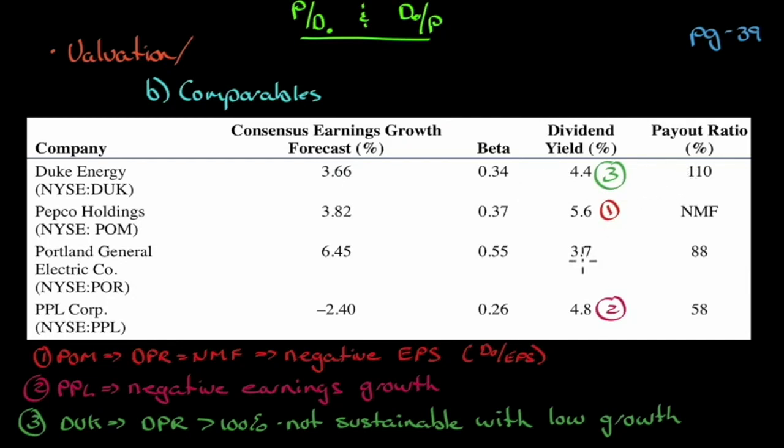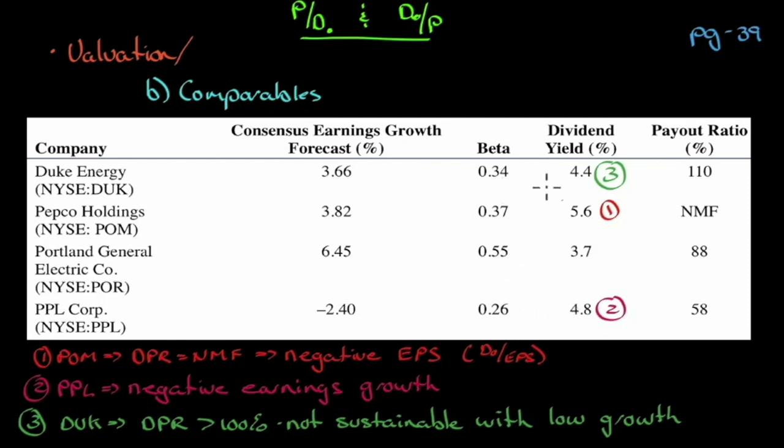Let's go down to number 4, 3.7%, the lowest dividend yield. Payout ratio below 100%, so that's sustainable. Earnings growth, 6.45. So it has the best earnings growth. It has a good payout ratio. Only PPL has a lower payout ratio, but its growth rate is negative. So it looks like the one with the lowest dividend is actually the most attractive one.